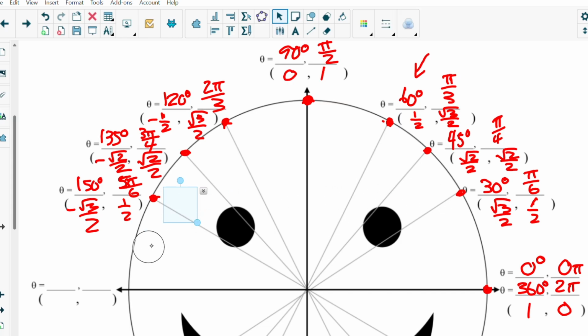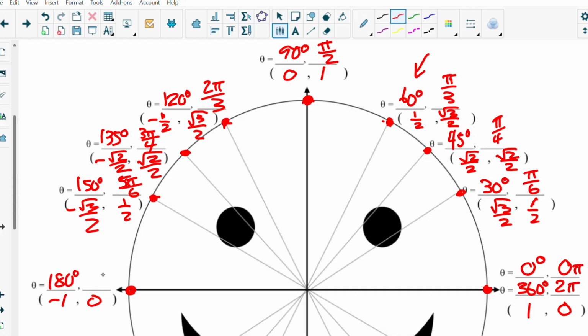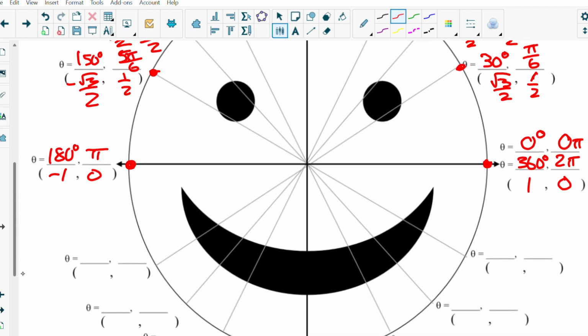Finally, make 1/2 rotation around the unit circle. This is negative 1, 0 right here. This is 180 degrees, or pi radians.